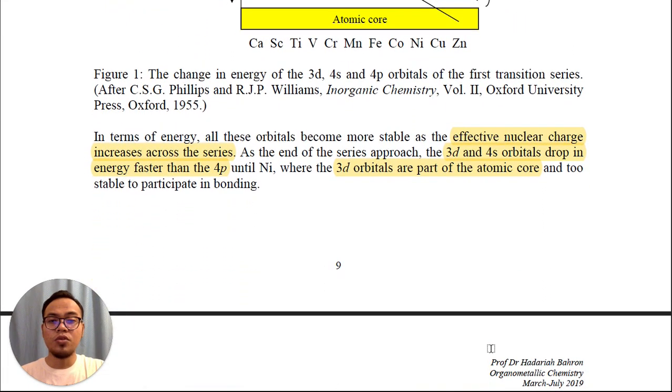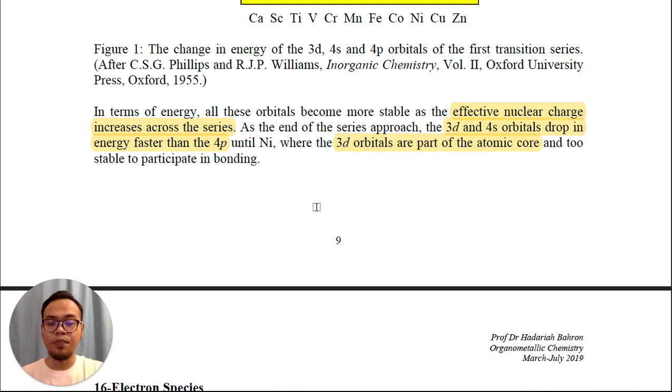Okay. So effective nuclear charge increases across the series. We all know this because your atoms are arranged according to the proton number. The higher the proton number, the later they will appear. So as the number of proton increases, the effective nuclear charge also increases. So that's why the 3D and 4s orbitals drop in energy faster than that of 4p. Okay, so 3D orbitals are part of the atomic core and too stable to participate in bonding. This is what I said just now.